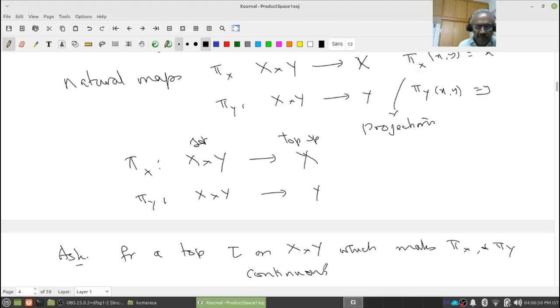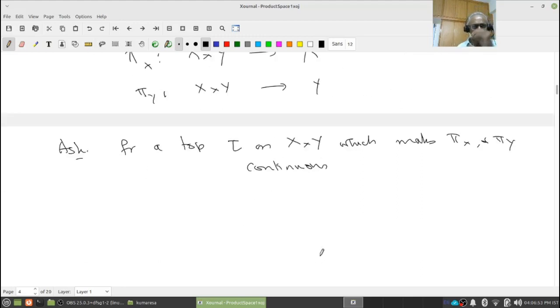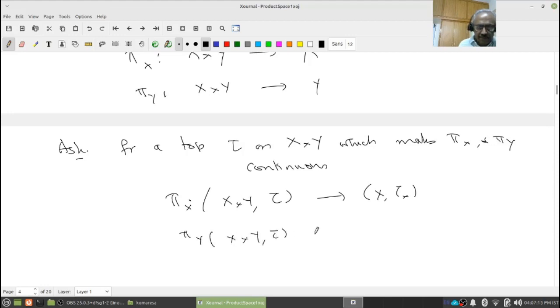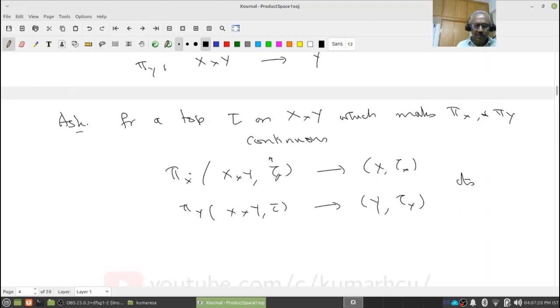See, this is not the way it is usually taught, but you will enjoy this. Okay, this is a very beautiful way. You should learn this. So what does this mean? Which makes continuous? That means π_X as a map from (X × Y, τ) to (X, τ_X) must be continuous, and similarly π_Y must be continuous. So I want to look for a topology τ. But this question is very easy. It's actually a stupid question. Why?